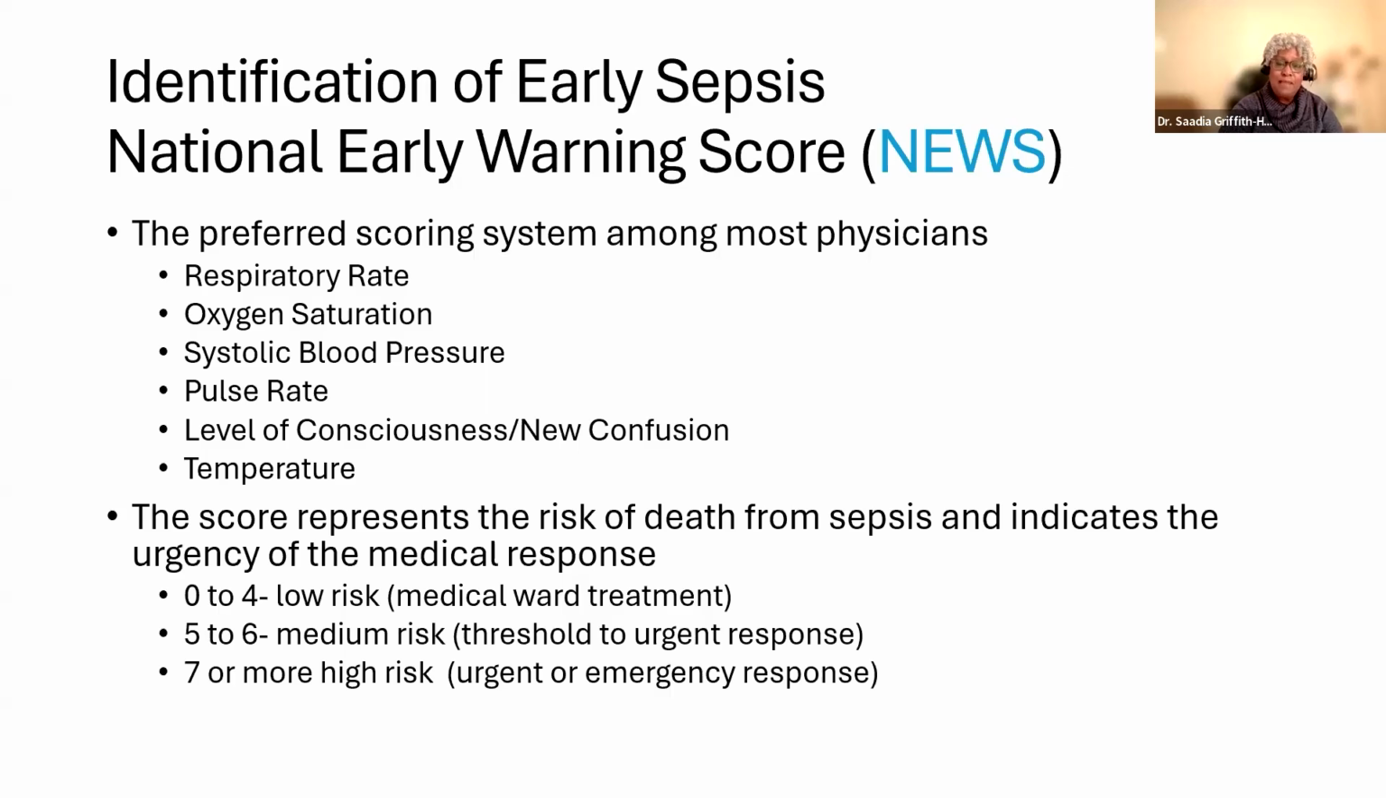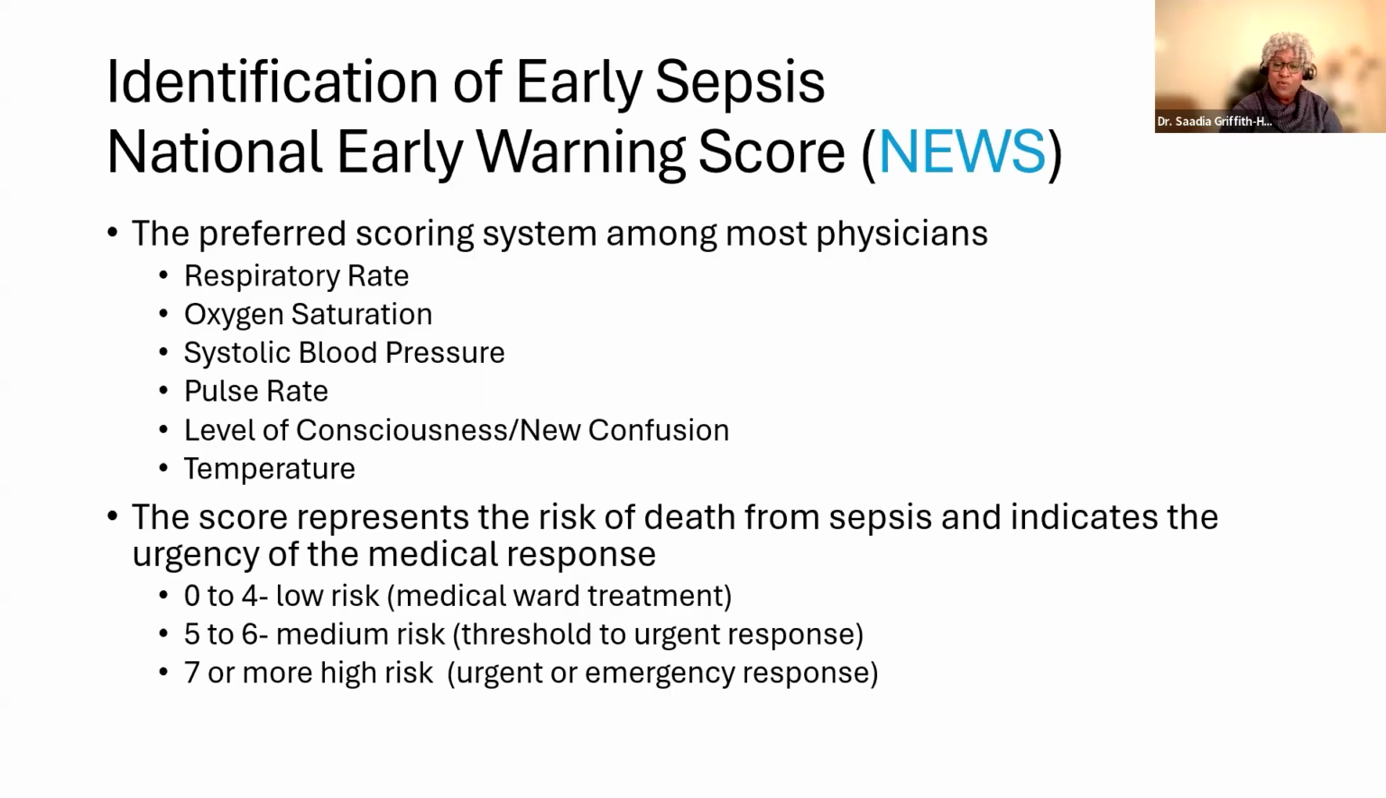Remember, I said we were going to talk again about the two organizations, the European and the American Critical Care Societies. And it is a scoring system that gives you a score of between 0 and 3 based on respiratory rate, oxygen saturation, systolic blood pressure, pulse rate, level of consciousness or new confusion, or temperature. And you don't have to remember all of these. There are online calculators, and in my references, I've included a link to the online calculator for the NEWS score.